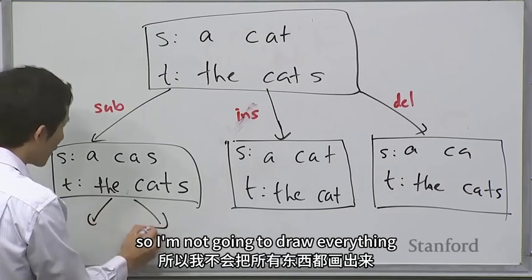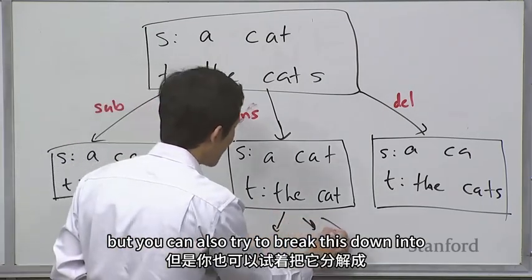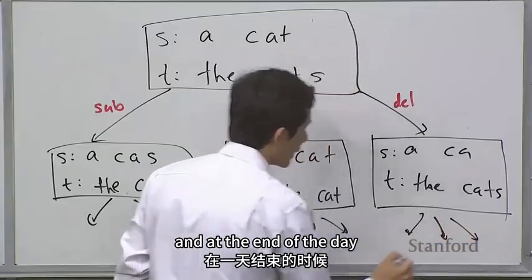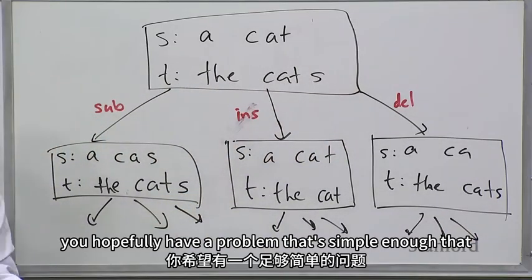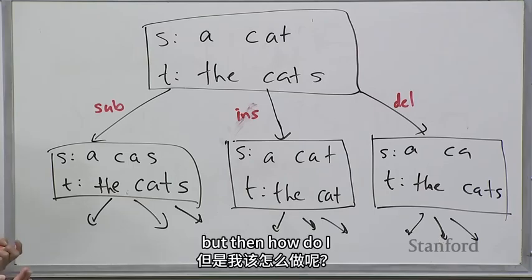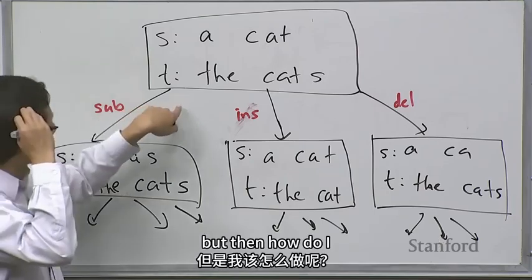So I'm not going to draw everything, but you can also try to break this down into maybe there's 3 actions here and 3 actions here, right? And at the end of the day, you hopefully have a problem that's simple enough, where S equals T or something, then you're done. But then, how do I know?